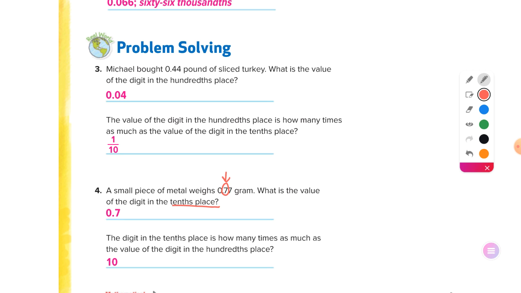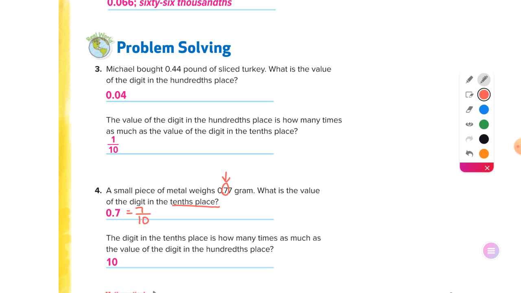Easton? Noel? 7 tenths. If you have a 7 in the tenths place, the value is 7 tenths. What if you have a 7 in the hundredths place? 7 hundredths. Okay, so the fraction here would be 7 over 10.